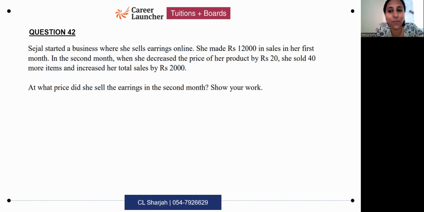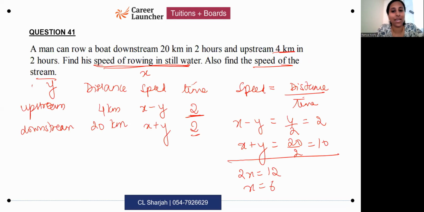Read carefully. There's a confusion about which chapter this is. Read carefully. Is X 6 for the previous one? Yeah, x is 6 and y would be 4.